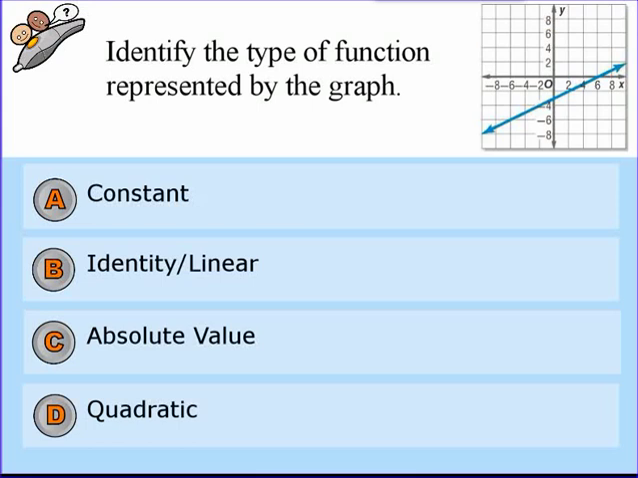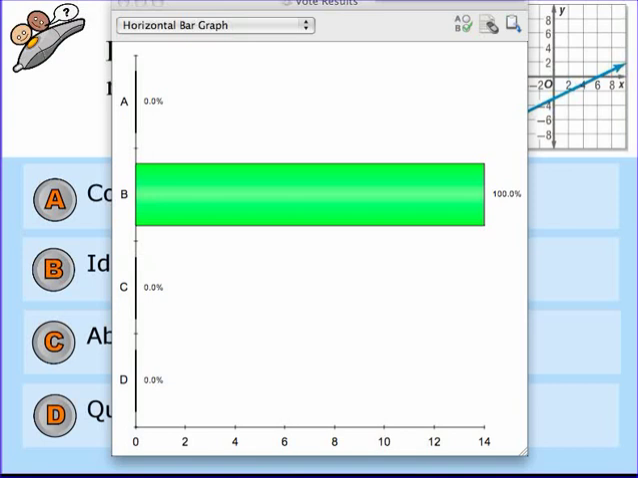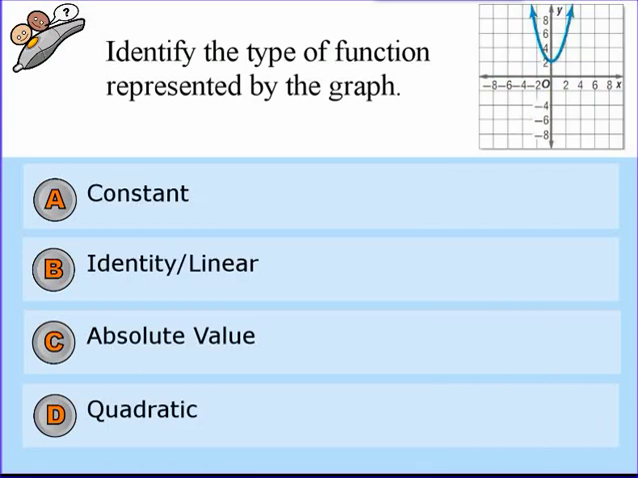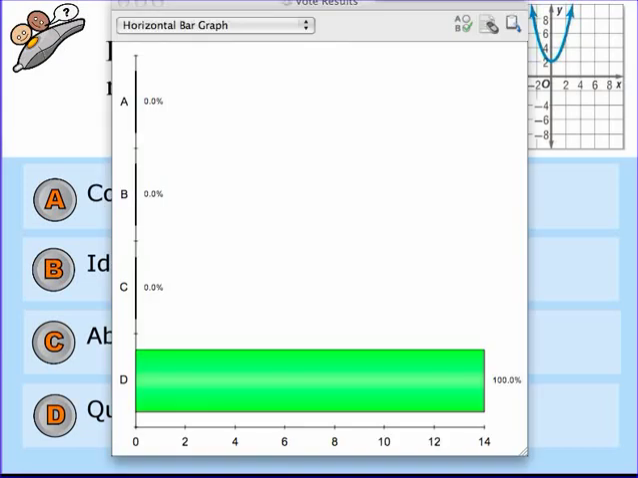Next one. What's that one going to be? There you go. Good job. B is your answer. Okay, and the last one. What do we got for the last one? Nice. Good job. So that's what you're going to have to do come test time.